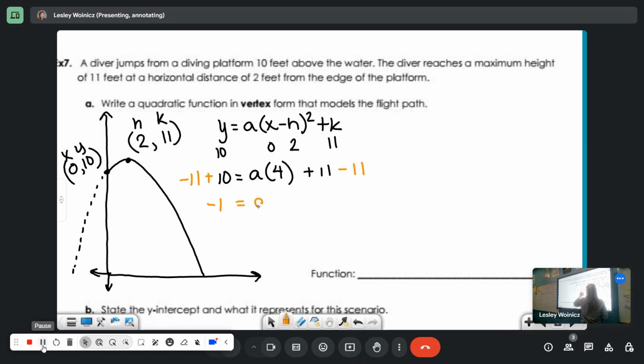So I've got positive 10 minus 11 gives me a negative 1. And then I have A times 4. Oh, this one is nice. We don't even have to reduce. You like this one? This one's my favorite. All right, so I'm getting negative 1/4 again. Okay, go ahead and write your equation.